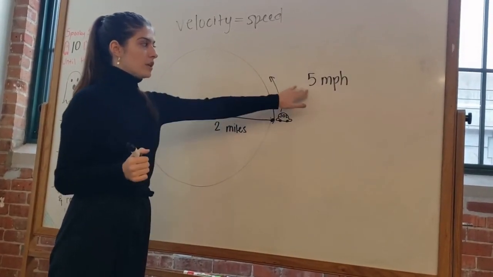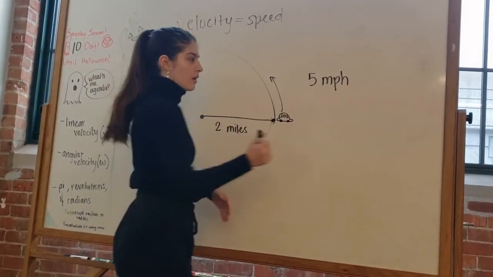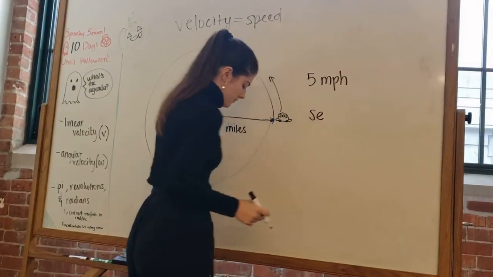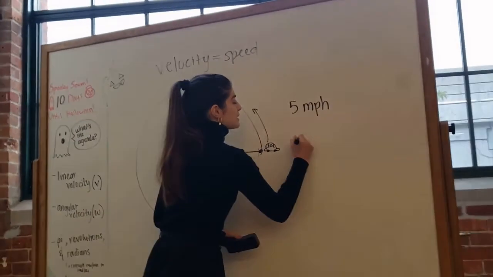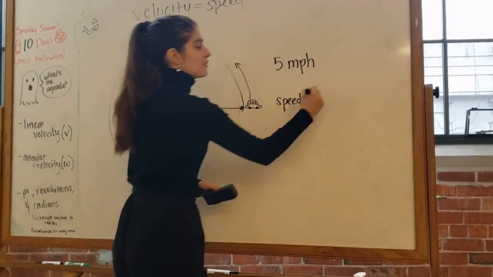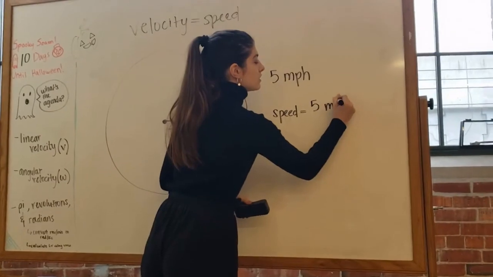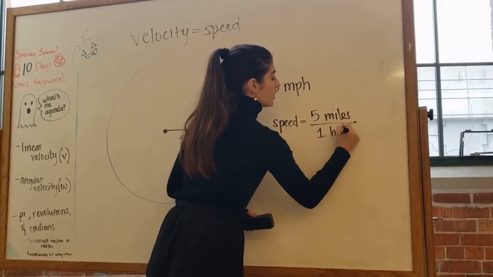All right, our speed we know is 5 miles per hour. Our speed, do you know how to spell? This is why I teach math. Our speed is 5 miles per 1 hour.